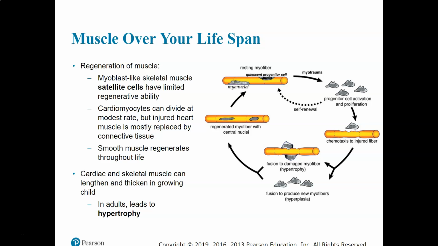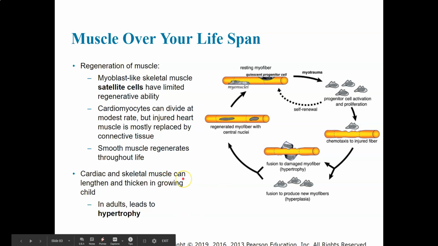Cardiomyocytes are going to be able to divide at a slow rate, but not fast enough to actually repair heart tissue if it's been damaged. Heart tissue is typically going to be replaced with connective tissue, so it's going to repair itself through fibrosis, not regeneration. Smooth muscle tissue, however, has great regenerative capabilities and tends to grow and regenerate throughout your life.